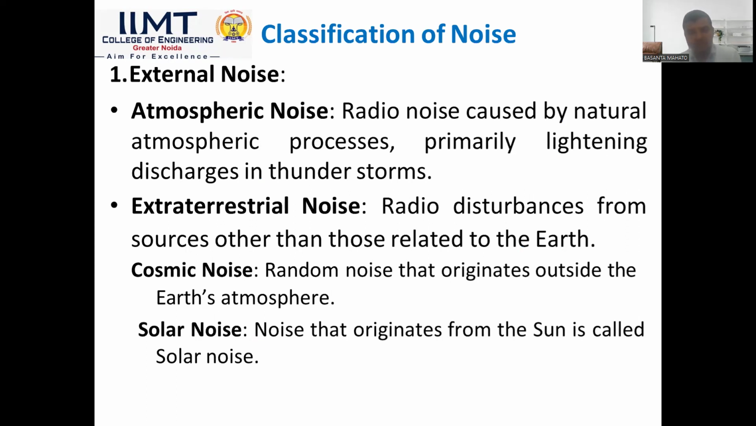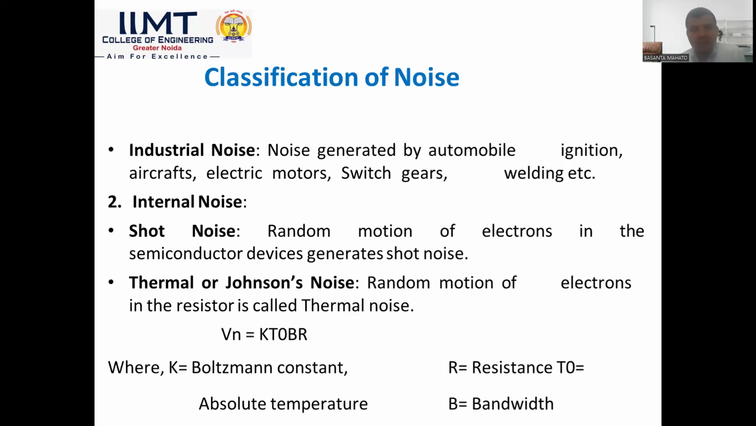Suppose we are doing communication and some nearby signal is also transmitting. That signal may interfere with our signal, and that is called atmospheric noise. Extraterrestrial noise means radio disturbance from sources other than those related to the earth, that is, different rays coming into the picture: cosmic noise and solar noise. Industrial noise comes from switch gear and devices.